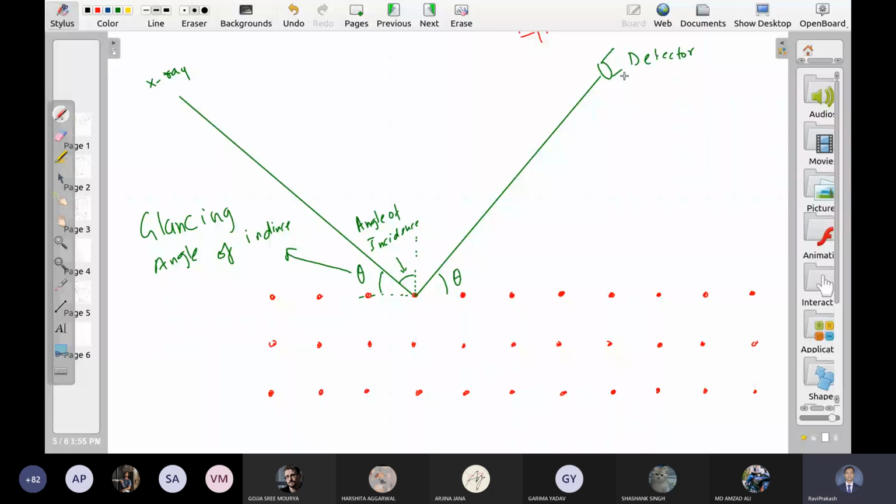So we have many X-rays. This is the path of one X-ray. We can draw as many. We can draw other X-rays also, like we have this X-ray as well.